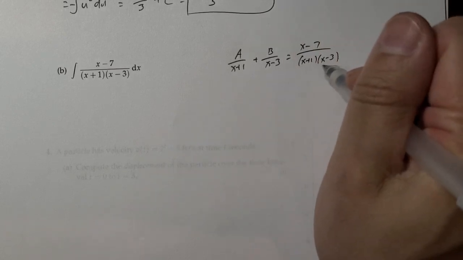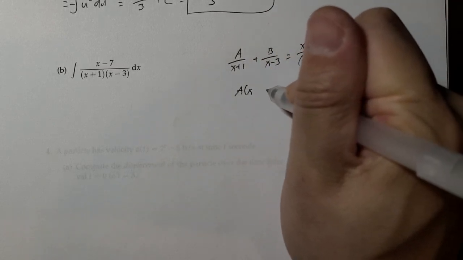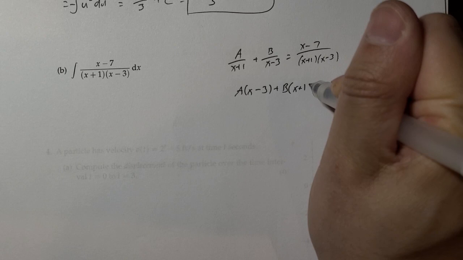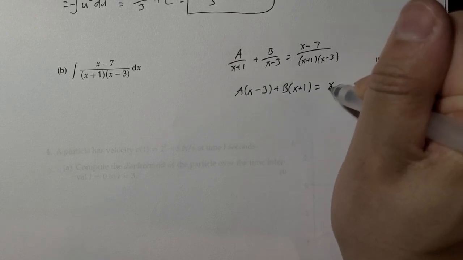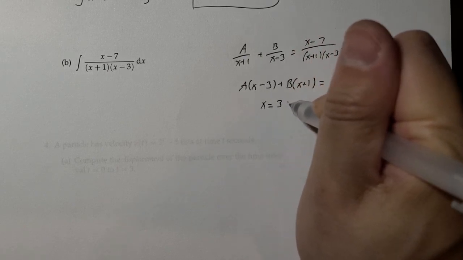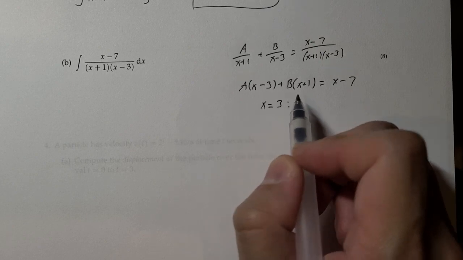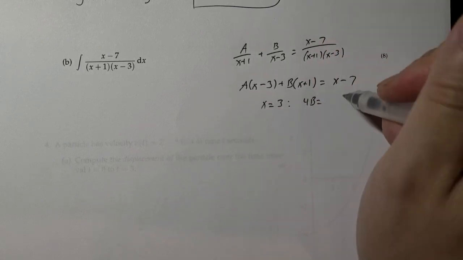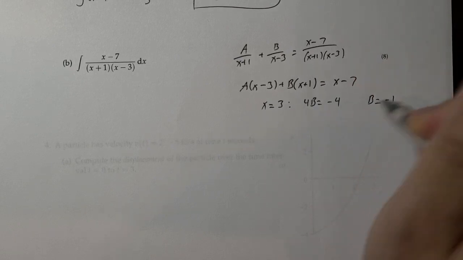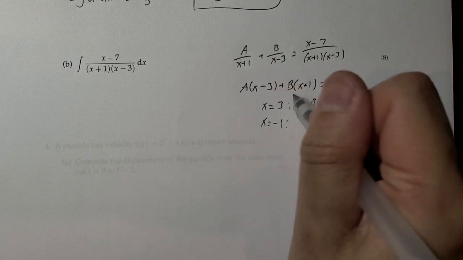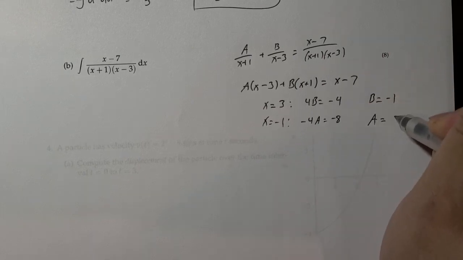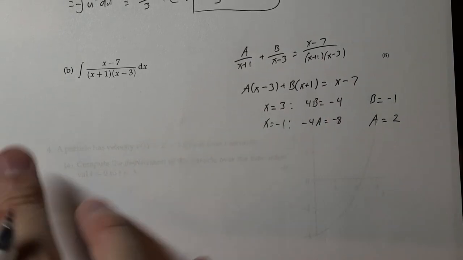If we multiply both sides by this denominator, it'll be a times x minus 3 plus b times x plus 1, is equal to x minus 7. The quick way to solve this: if x is equal to 3, then this guy would go away. We get 4b is equal to minus 4, so b is equal to minus 1. If x is equal to minus 1, then this would go away. We get minus 4a is minus 8, so a is equal to 2. I guess this normally worked, so I was just overthinking it.